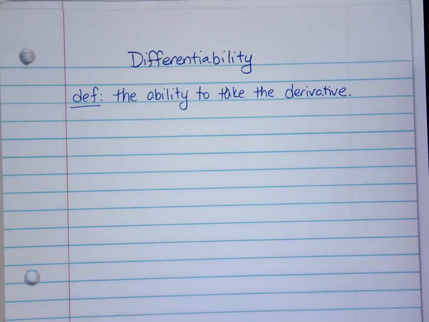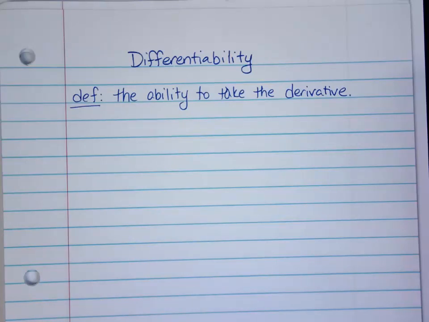Does every function have a limit? No. Some functions do and some functions don't. Is every function continuous? No. Some are and some aren't. And the same thing is true with differentiability. Do all functions have a derivative at a point? The answer is no. Some do and some don't. Today we're going to learn how to tell the difference between the ones that do and the ones that don't, both graphically and algebraically.